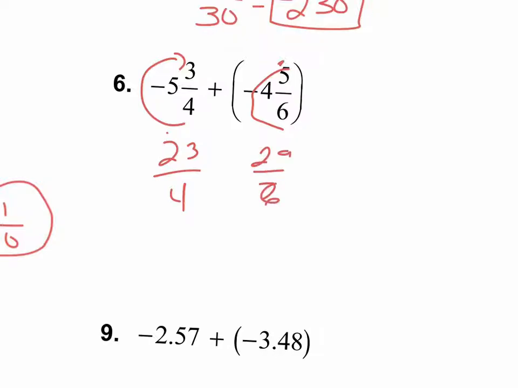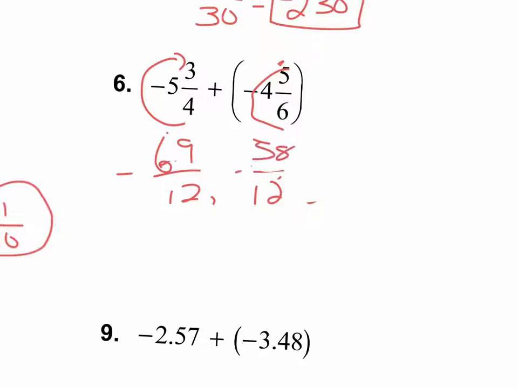So the least common multiple between 6 and 4 is 12. So if I times this by 3, I have to times this by 3. Okay, so 4 times 3 is 12, and 23 times 3 is 69. So I have 69 over 12, and this is negative, and then I have to times this by 2. What I do at the bottom, I have to do the top, so 6 times 2 is 12, and 29 times 2 is 58.